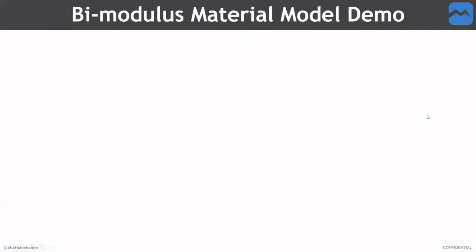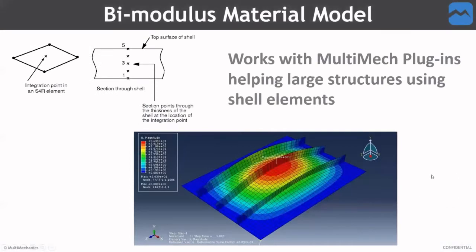So that's a demonstration. This can be applied to our standalone system, but we can also apply it to larger components. If you have a plugin and you have a large structure, a lot of times it's represented through shell elements. This works with the plugins now because you have all these different integration points in the top surface and through this section of the shell. So you use one material model, and you'll now have the correct bending stiffness as opposed to when you use a material model that has only a constant stiffness in tension and compression.